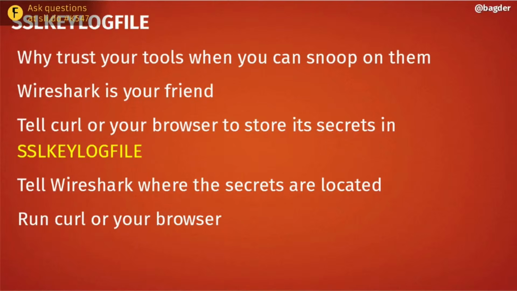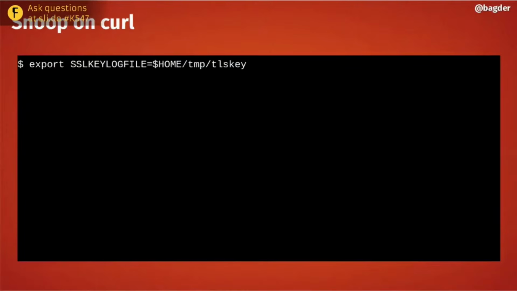And curl and your browser can save those secrets in that file and make sure that Wireshark uses it like this. You set the environment variable to a path name, perhaps like this, tls.key. I just made up a path here. You can use whatever path you want. And then you run curl.